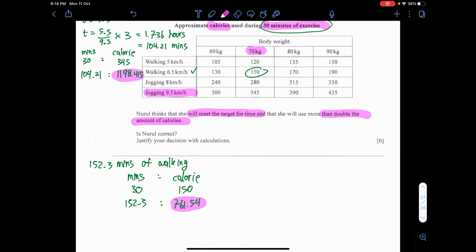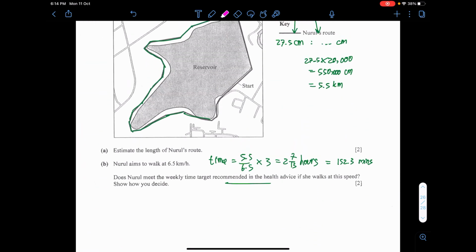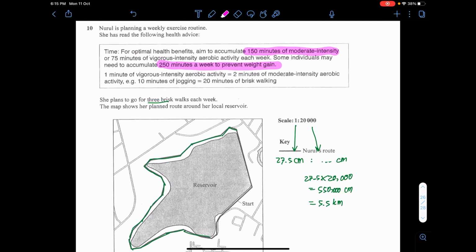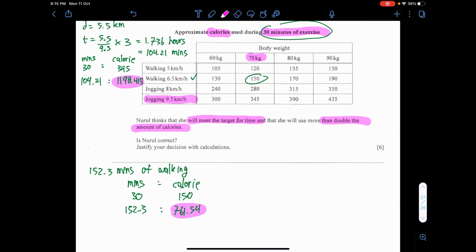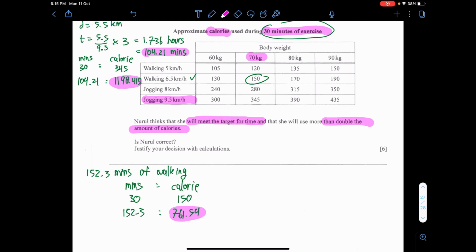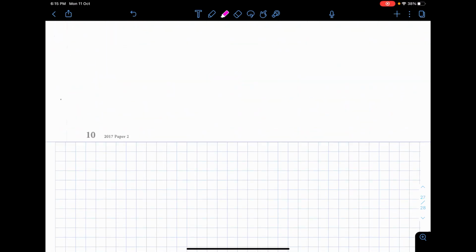Okay, so we are talking about the 104 minutes that she got from jogging. Okay, let's see here, what is the target of the time that she meant? Oh yes, this one, the vigorous aerobic activity, 75 minutes. Well, she did it for 100 minutes, right? Which is more than 75 minutes. So yes, indeed, she's actually doing it more than the target of the time. Alright, so that's the last question.